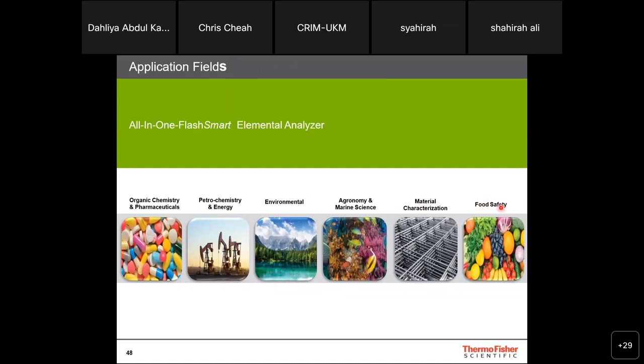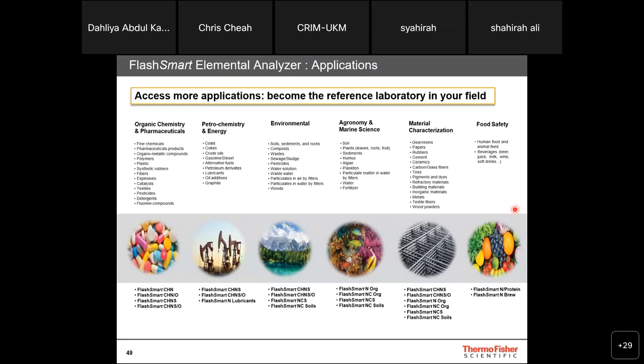Food safety has to do with our food chain analysis. This one I'll leave for you to read yourself. So these are common application analyses for this particular application market, and how the laboratory is using the elemental analyzer to detect. For environmental, because we have concern about the environment, it has to do with sewage, pesticide, the water solution, and a lot of things on air pollution.